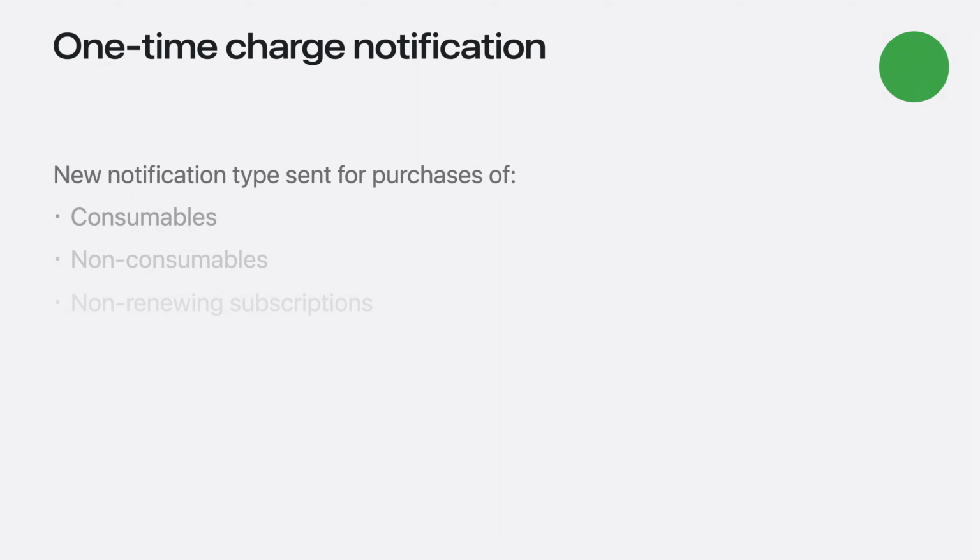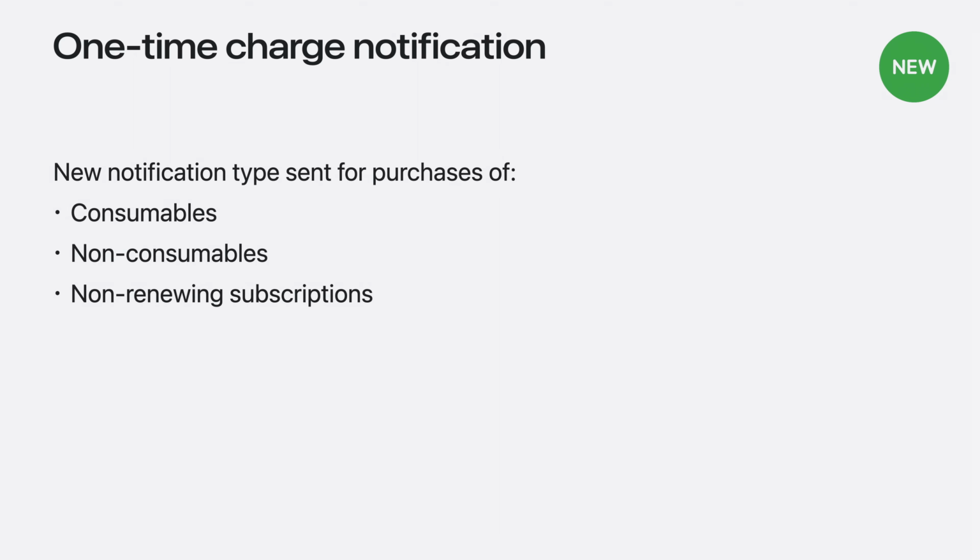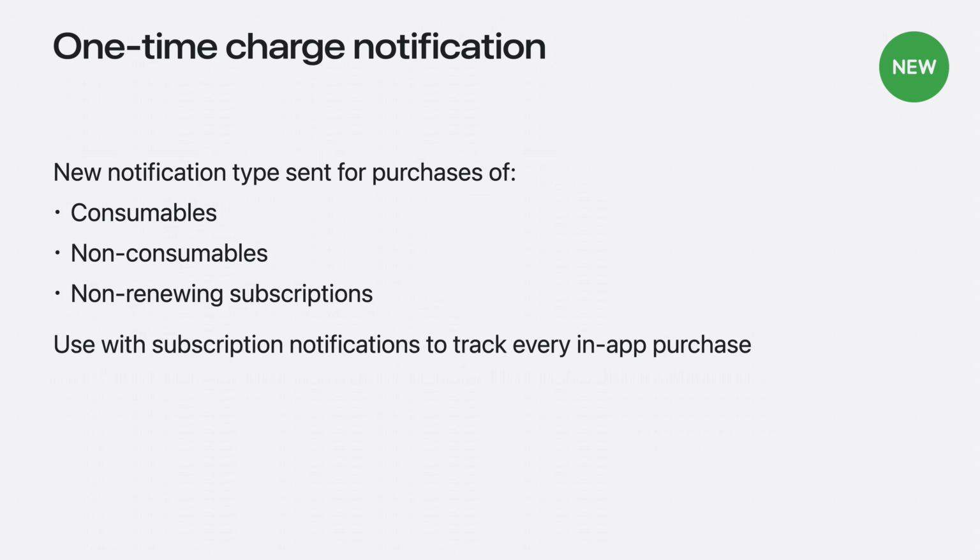Now, Ian, you have some updates about what's new in this space? I sure do. We have some great new features to improve your handling of purchases and refunds. First up is the one-time charge notification, which Alex included in his consumable workflow example. This brand new notification type is sent for one-time purchases of in-app products. Now, when someone purchases a consumable, non-consumable, or non-renewing subscription in your app, your server will receive a notification. This is in addition to the existing notification types that we send for new purchases and renewals of auto-renewable subscriptions.